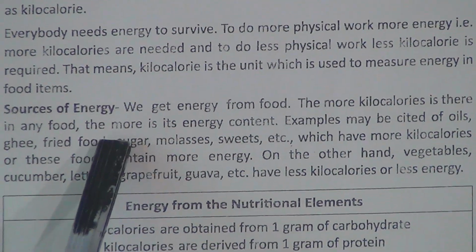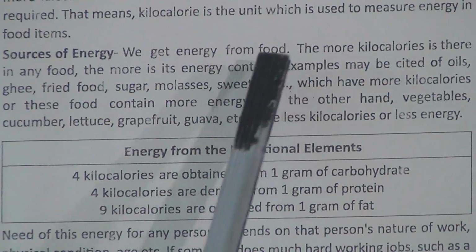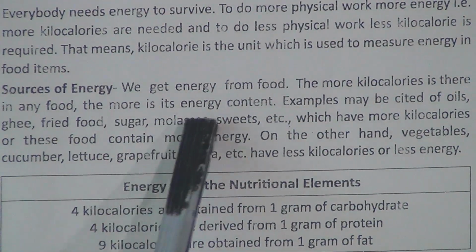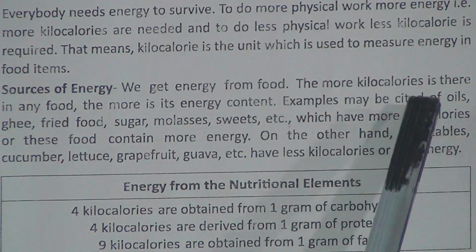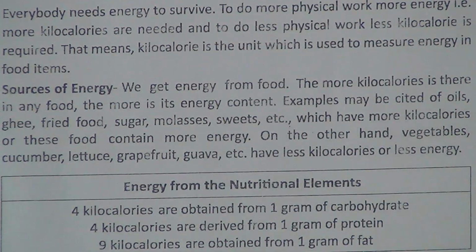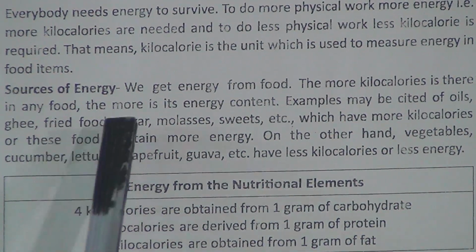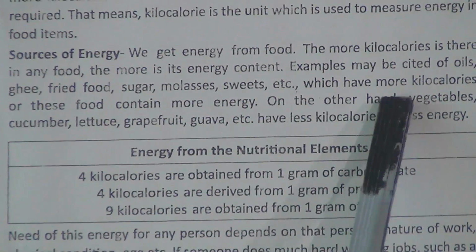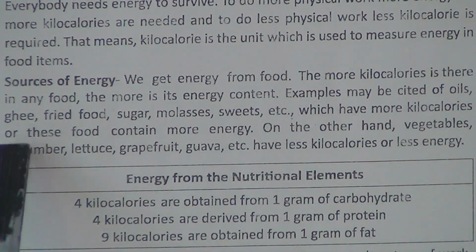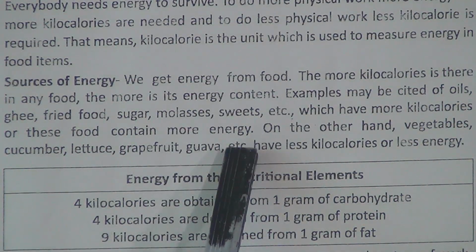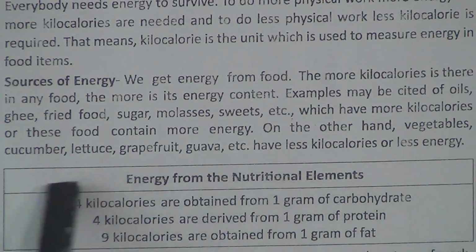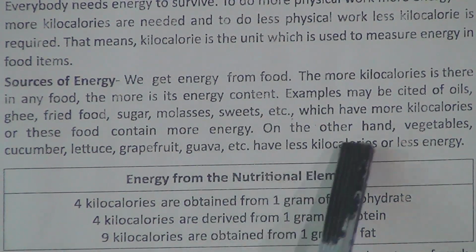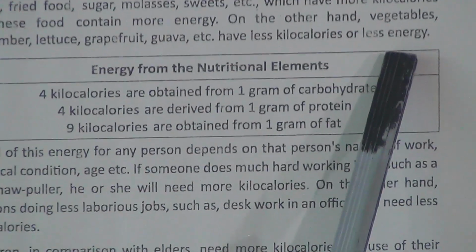Sources of energy. We get energy from food. The more kilocalories there are in any food, the more is its energy content. Examples may be cited of oils, ghee, fried food, sugar, molasses, sweets, etc., which have more kilocalories. These foods contain more energy. On the other hand, vegetables, cucumber, lettuce, grapefruit, guava, etc. have less kilocalories or less energy.